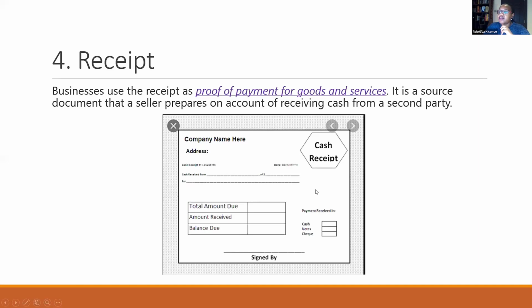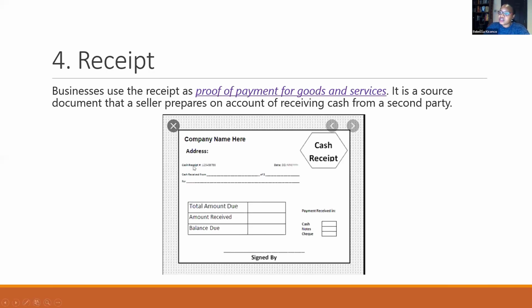In certain businesses, they have point of sale receipts. They do not have a book. They have those point of sale machines. I hope you have seen them when you go to the supermarket. It just automatically prints the receipt on certain paper that is rolled inside. It's called a point of sale.